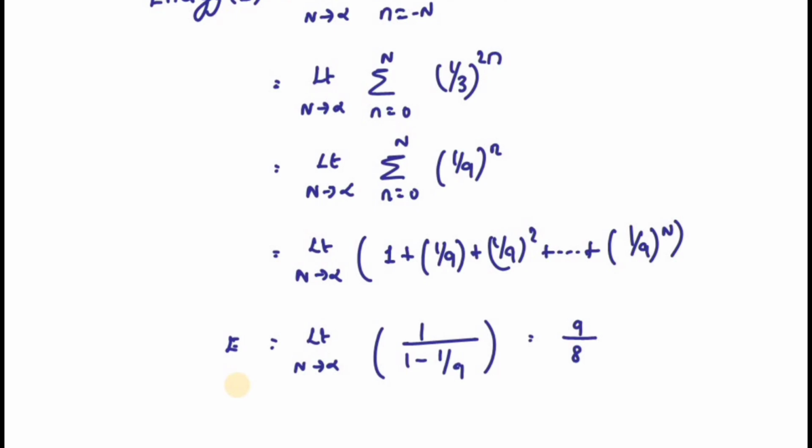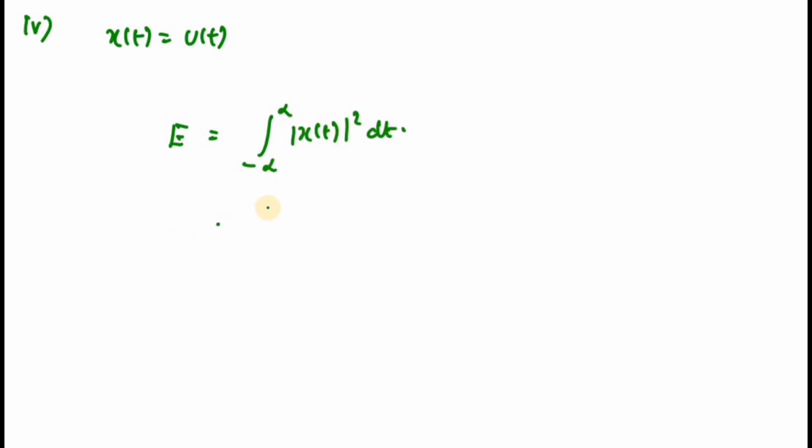Suppose I have, in my fourth column, x of t equal to u of t. Okay. So what is the formula for energy? Energy is equal to the integral from minus infinity to infinity of x of t whole square dt. Since it is u of t, its value is from 0 to 1 dt. So you get the answer as infinity.